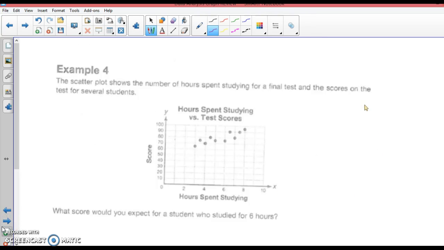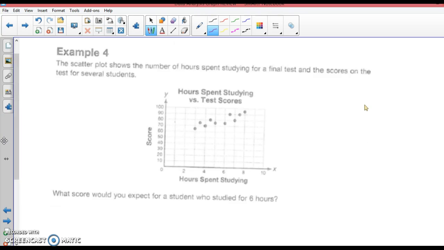All right, example 4. The scatter plot shows the number of hours spent studying for a final test, and the test scores of several students. Now, I have a question for you. What is the correlation there? Positive correlation. It is going up, right? You see that? So, I would draw a line of best fit.